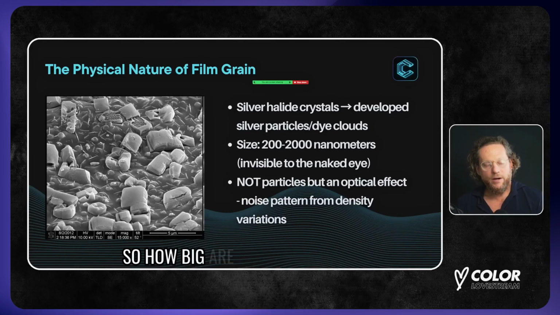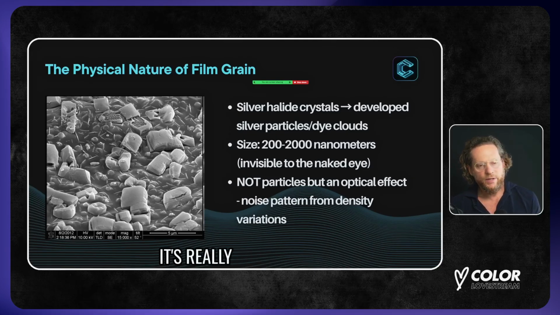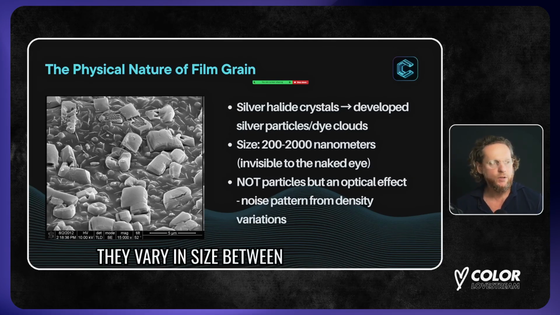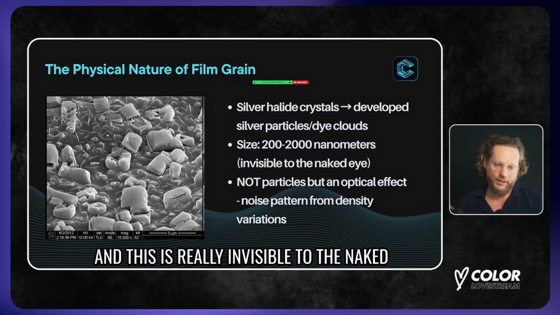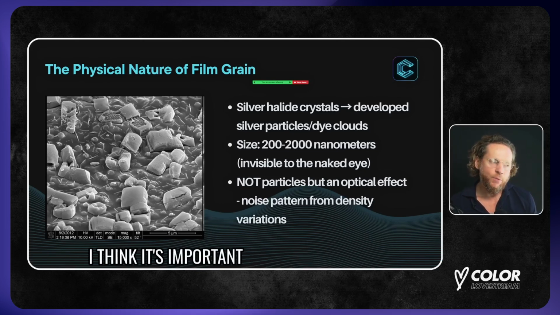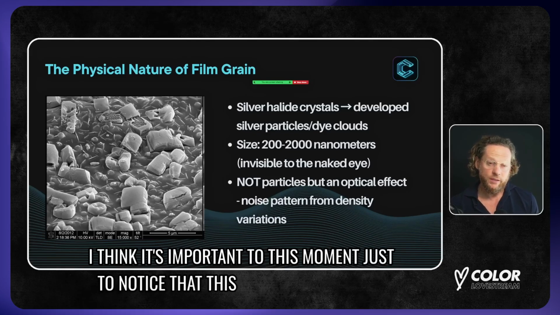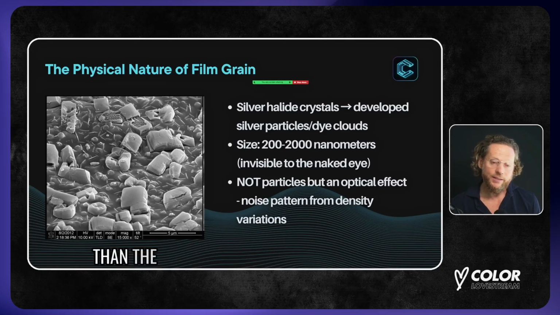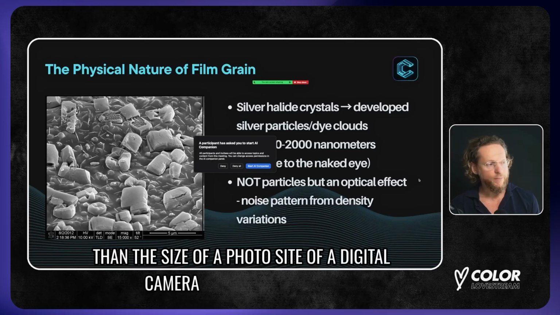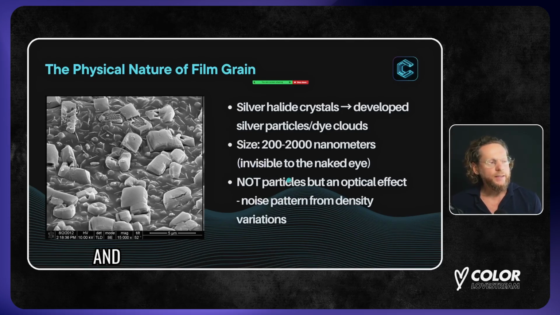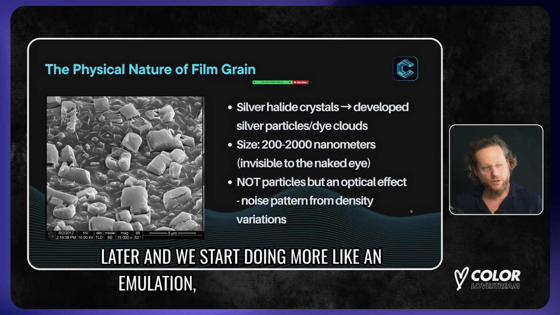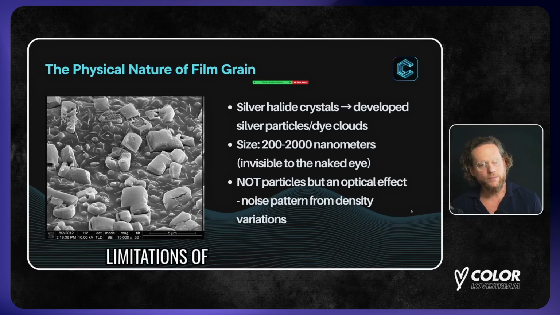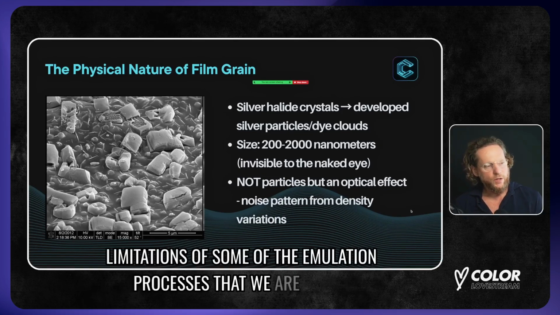How big these particles are is really interesting. They vary in size between 200 and 2000 nanometers, which is really invisible to the naked eye. It's important to notice that this size is significantly smaller than the size of a photosite of a digital camera or a film scanner. This is important because as we go later into emulation, you'll understand the limitations of some of the emulation processes that we are doing.